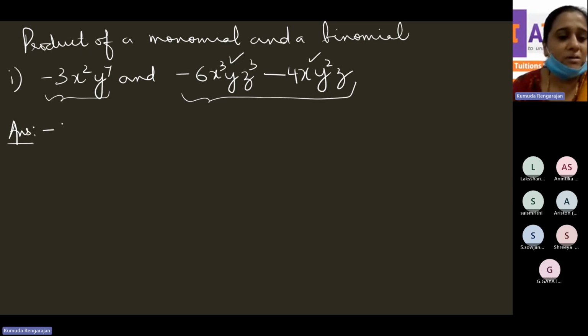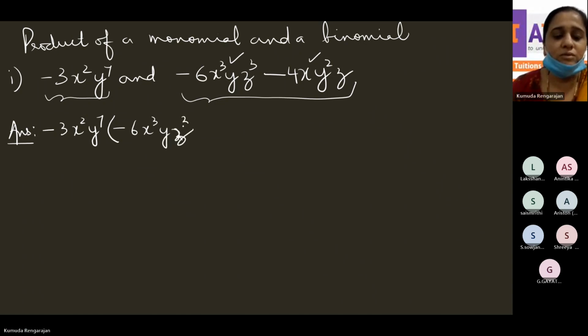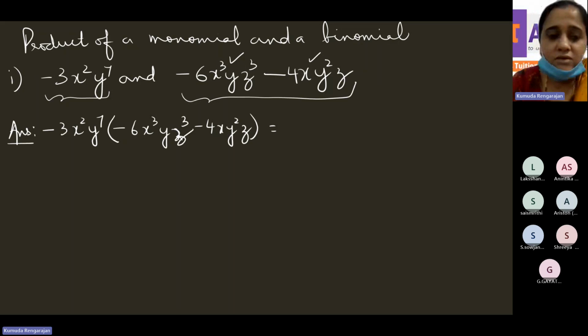So write it out like this: minus 3x squared y to the power 7. Open a bracket and write the binomial: minus 6x cubed y z cubed minus 4x y squared z. This is how you get started. This is how you present the expressions for multiplication. Write the monomial, open bracket, write the binomial, close the bracket.